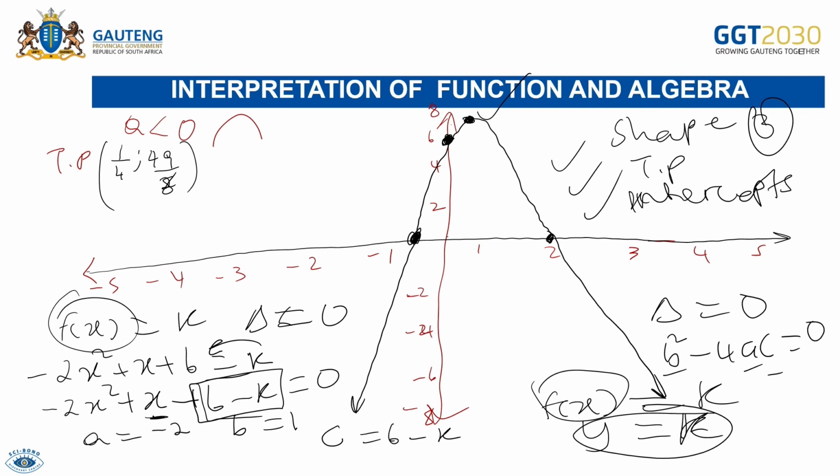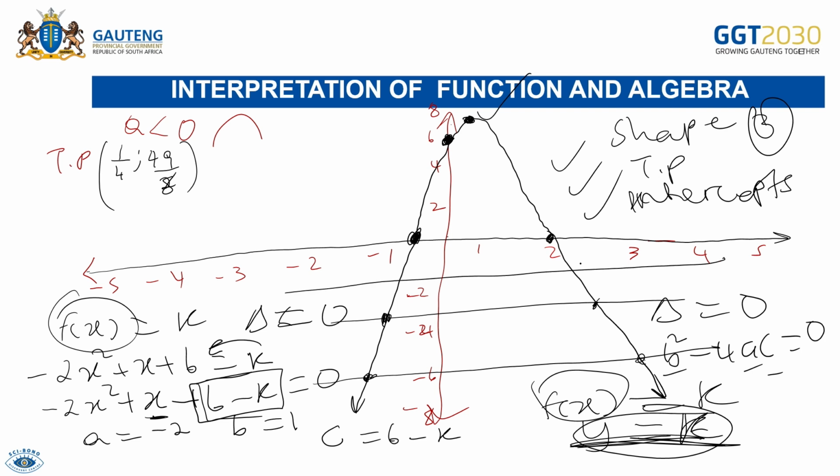So if the graph of y equals k intersects the graph here, I won't have equal roots, because on this side I'll have a value of x which is positive, and a value of x which is negative, right? And then again, if it intersects here, I'll have one this side and one this side. The roots are not equal.